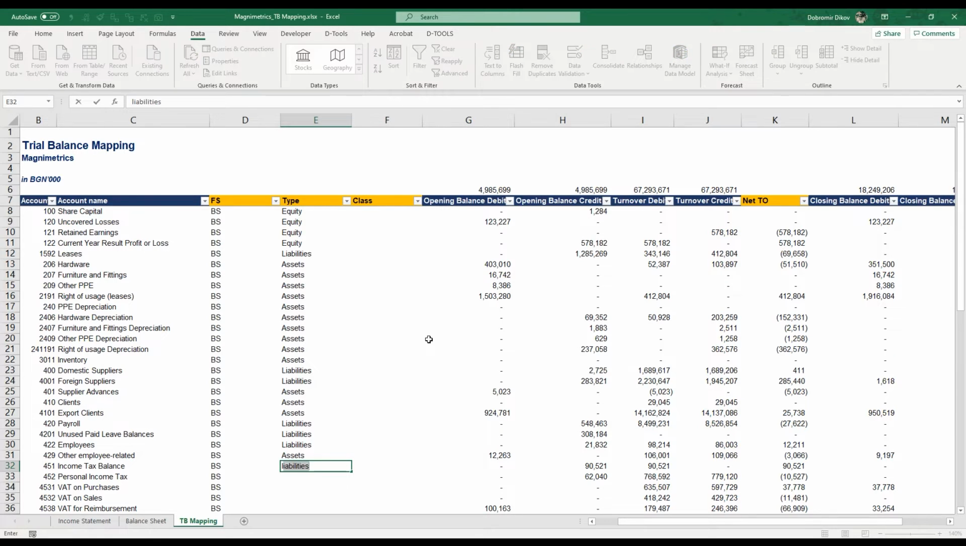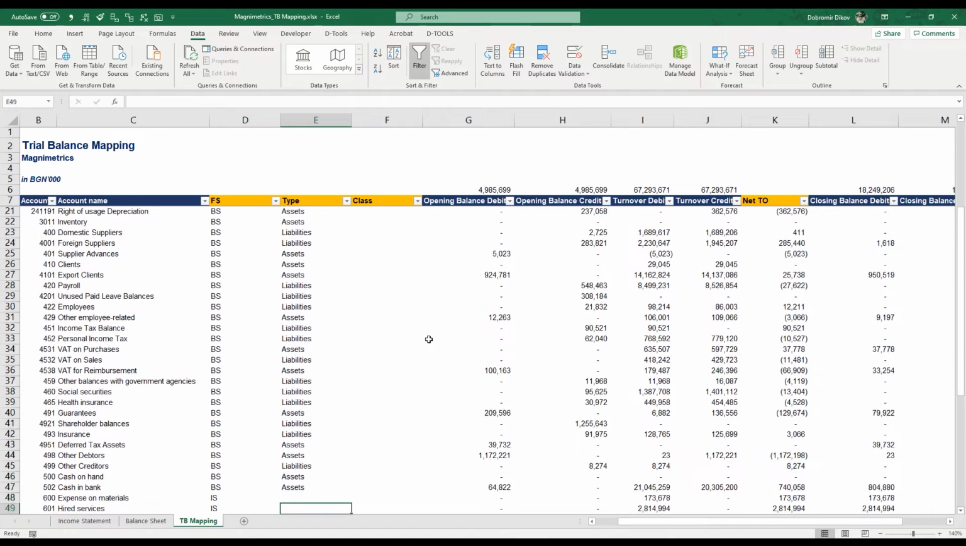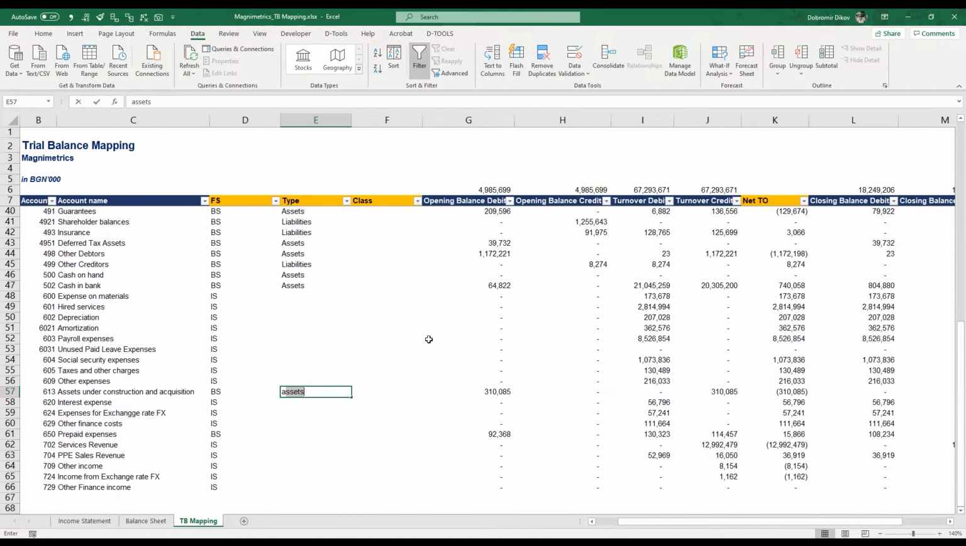Our income tax balance can be both an asset and a liability if we overpaid in advance, but here it's a liability. The personal income tax as well. Also, VAT on purchases is something that we get to recover. VAT on sales is a liability. VAT for reimbursement is an asset. Other balance is an asset. Social security is health insurance. The guarantees are also an asset, the guarantees we have given to other companies. Shareholder balances, we owe something to our shareholders, to our insurance company, perhaps we have some deferred tax assets, other debtors, other creditors, cash is an asset. Also assets under construction are an asset, and prepaid expenses as well.